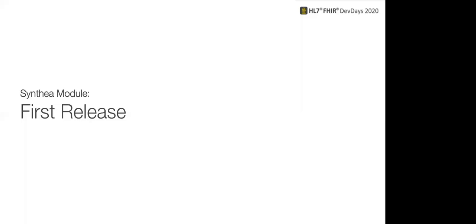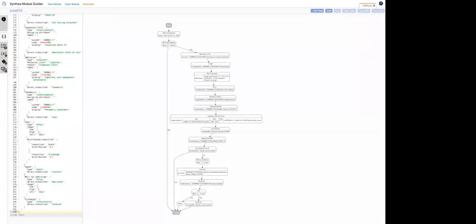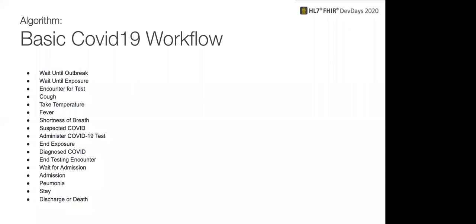But let's take a look at the first release. This was version 1 of it, and there were about 15, 16, 17 different nodes in the pipeline. Roughly speaking, we modeled it at the time as: wait until outbreak, wait until exposure, encounter for test, cough, take temperature, fever, shortness of breath, suspected COVID-19, end exposure, wait for admission, and pneumonia.